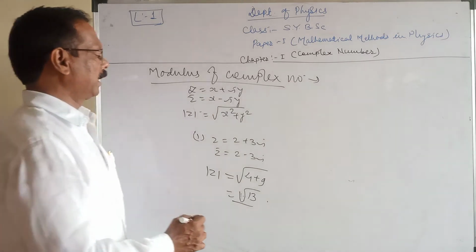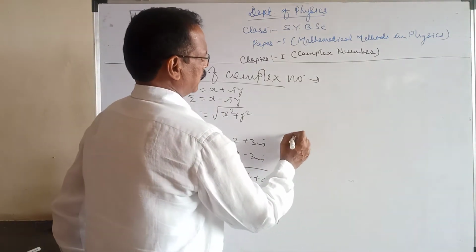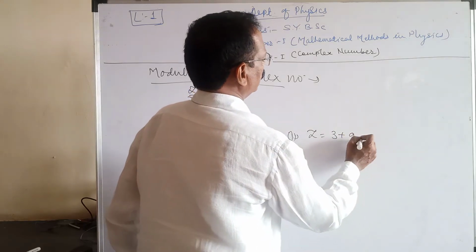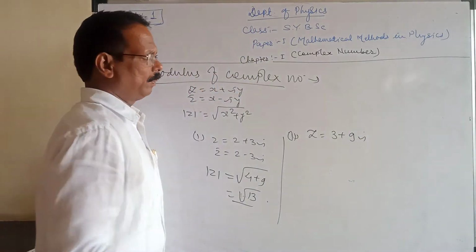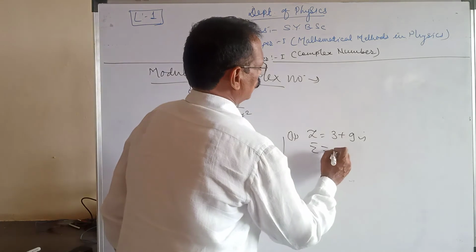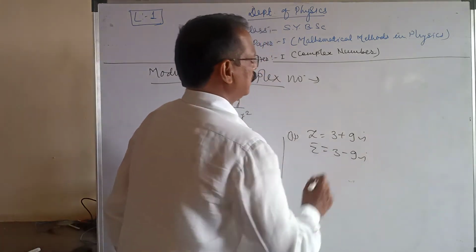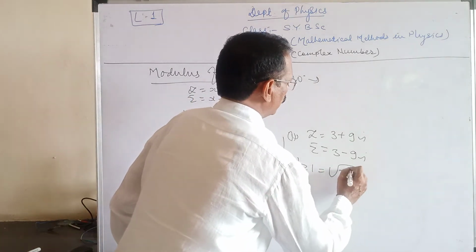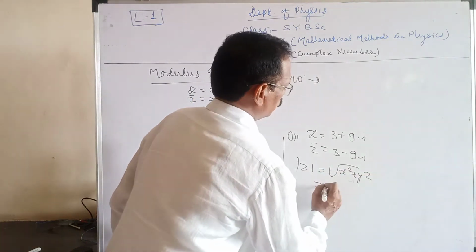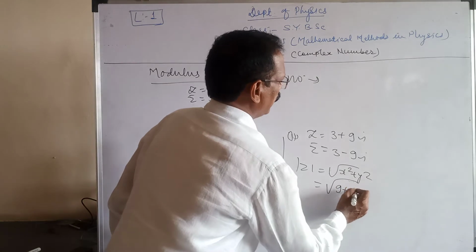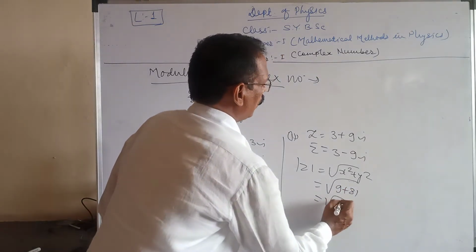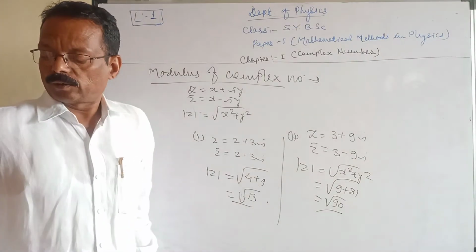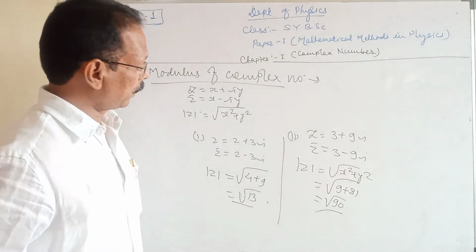Another example we can take for the sake of simplicity. Suppose second example z is equal to 3 plus 9i. What is its complex conjugate? It is z bar is equal to 3 minus 9i. Without any calculation, mod of z is equal to under root x square plus y square, so we get 9 plus 81, which is the root of 90. So this is the value of the modulus of z.